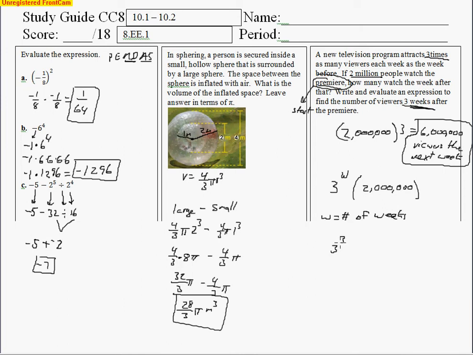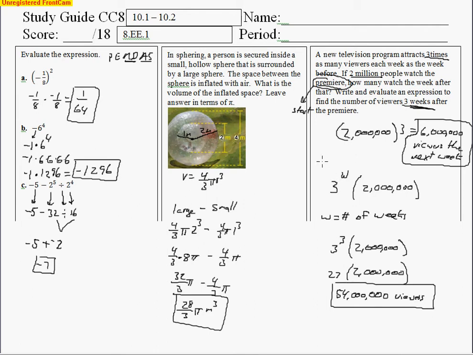So I'm going to take 3, raise it to the 3rd power, and then multiply by 2 million. And so when I do 3 to the 3rd power, that makes 27 multiplied by 2 million. And that value would end up giving me 54 million viewers. And so here is our expression that we used. Here was our initial answer and our final answer. Let's take a look at the next problem that we'll end up seeing.